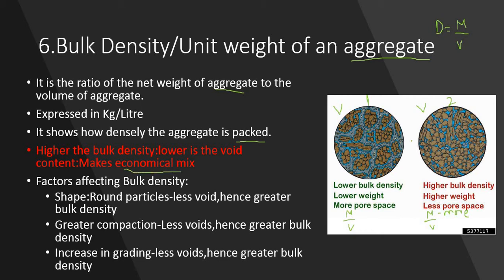Economical mix. So you can understand why an economical mix. Why do you think diagram 2 makes an economical mix compared to diagram 1? Why do you think so? Because it's clearly seen that in diagram 2 there are fewer voids compared to the first diagram. So if it has fewer voids, it will require less cement paste to fill up the voids, right? Whereas here it will require more cement paste to fill.